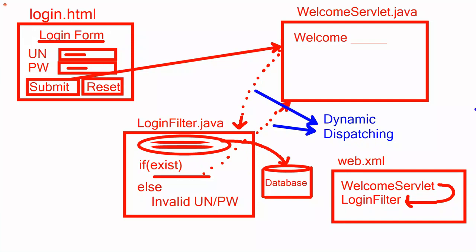Okay. See, when you click on the submit button, control comes to welcome Servlet. But is welcome Servlet executed? No. Control is diverted to login filter. Then login filter is executed. It will check in the database. If the username and password exist, control comes back to welcome Servlet. Then welcome Servlet is executed. Suppose, what I'll do is, I'll remove this.